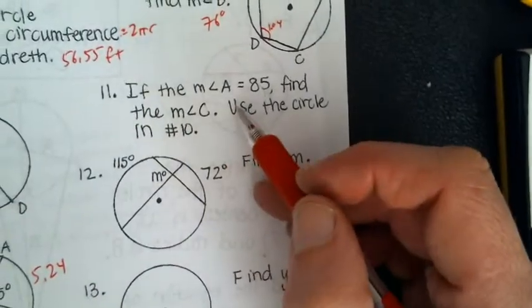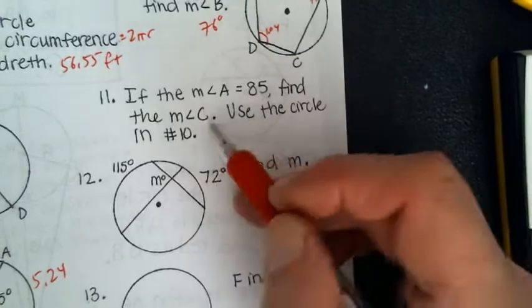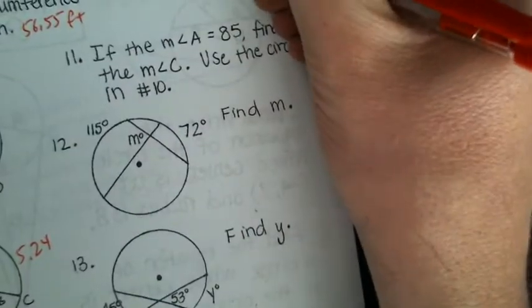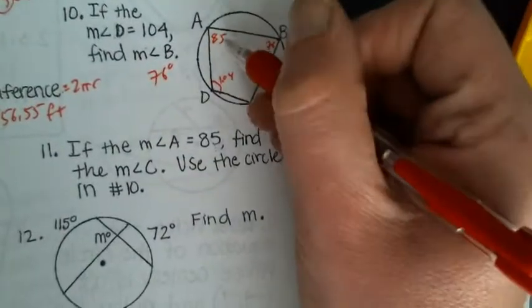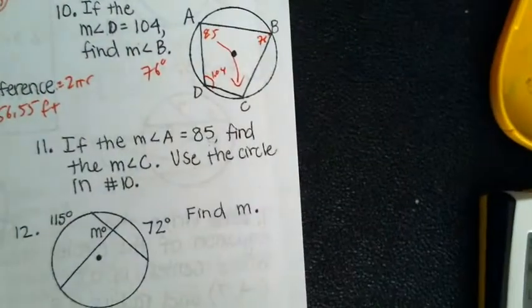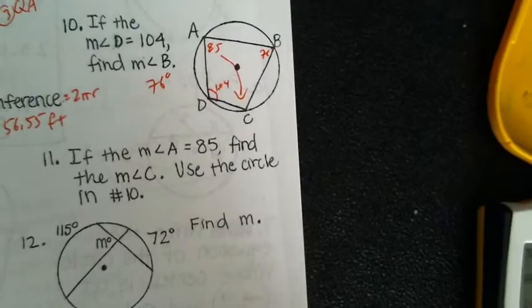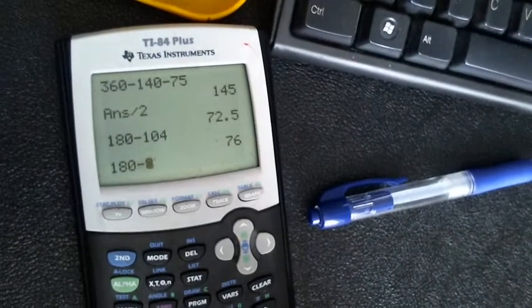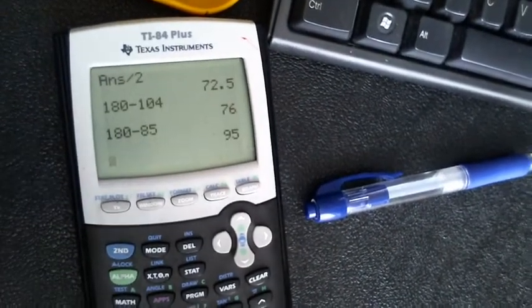If measure of A equals 85, find the measure of C. Use the circle number 10. It's the same one. So if this is 85, what would this be? Well, plus 85 equals 180. 95 degrees.